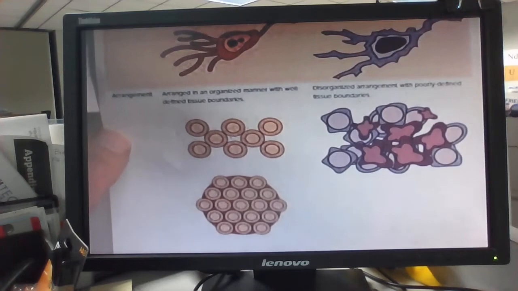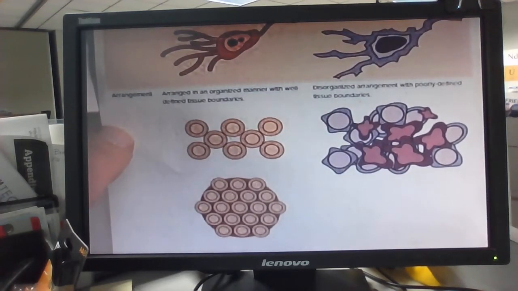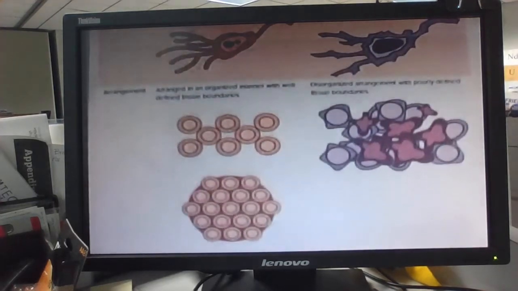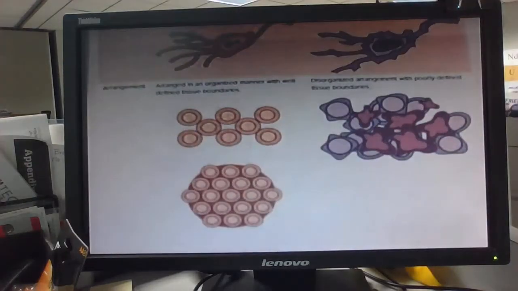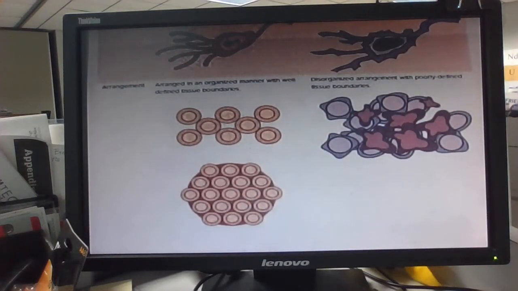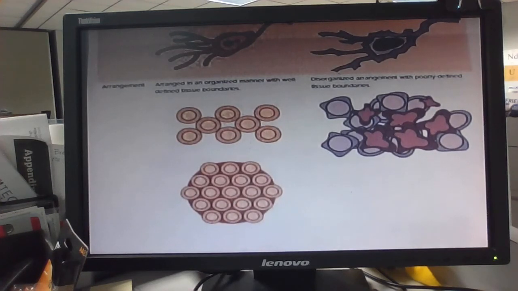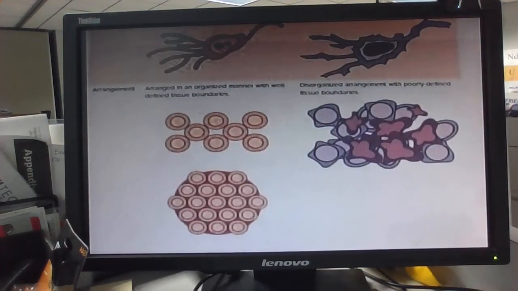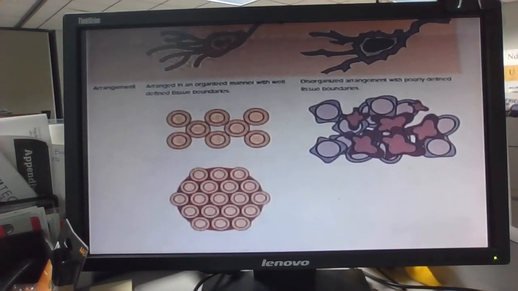Arrangement: each tissue is going to have a specific arrangement to those cells. And like the very first picture, if we've got a whole bunch of cells multiplying rapidly, they don't have that density dependence that's going to stop that division, so they're just going to stack on top of each other when they shouldn't.